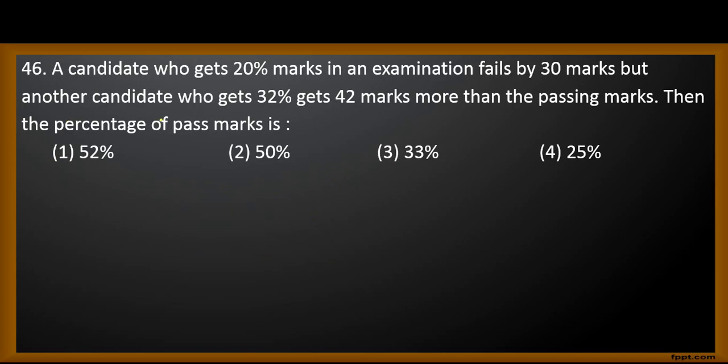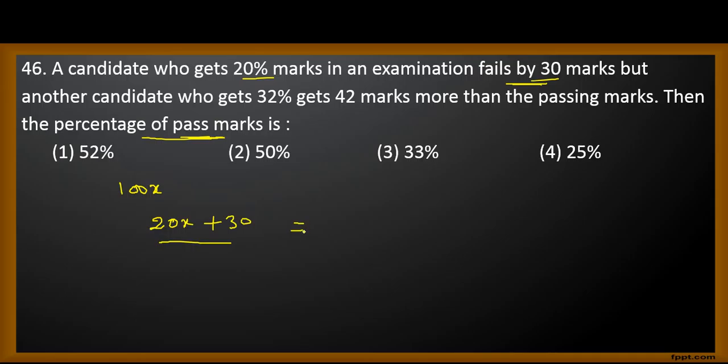A candidate who gets 20% marks in an examination fails by 30 marks, but another candidate who gets 32% gets 42 marks more than the pass mark. Then the percentage of pass mark is, let us assume that total marks be 100x. The first student got 20x and fails by 30. It means if he had got 30 more, he would have passed. Okay, so this is the pass mark.